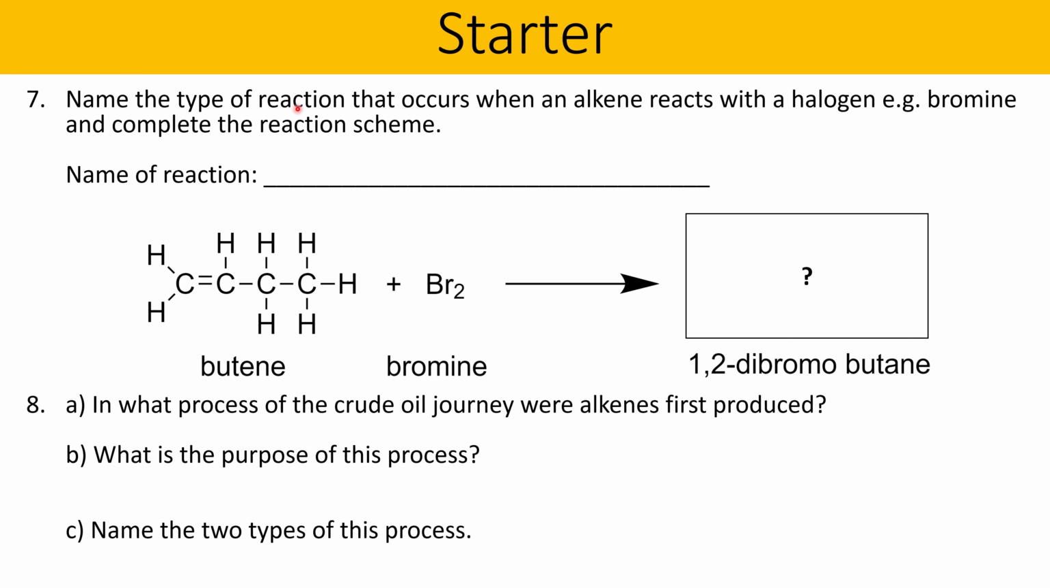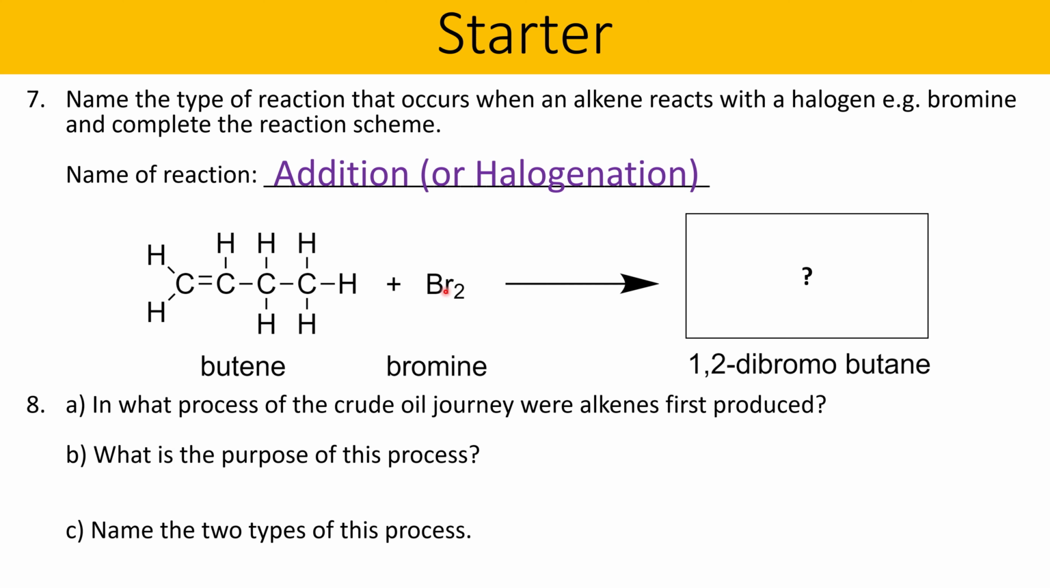Next up, we're asked to name the type of reaction that occurs when an alkene reacts with a halogen. Remember that the halogens are the group 7 diatomic molecules, so fluorine, chlorine, bromine and iodine, all with a little 2 written after their symbol. When an alkene reacts with a halogen, the type of reaction is called halogenation, but again this is a type of addition reaction like all the reactions of alkenes.